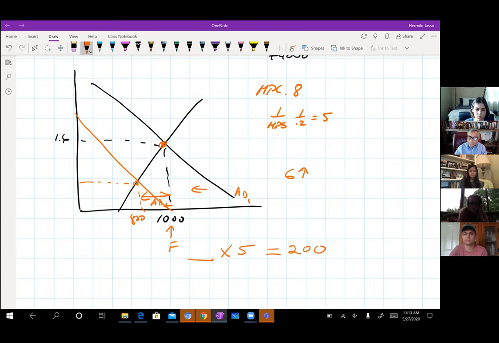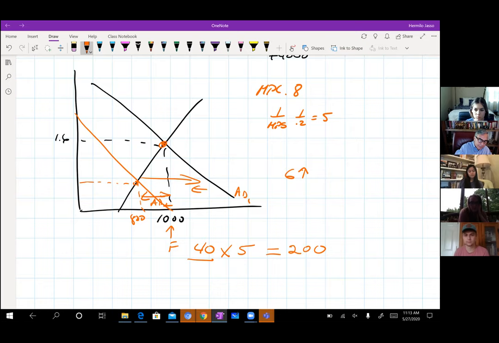Increase 2,000. Remember, simple economics and simple algebra: 200 divided by 5 equals what, 40? So if the government spends $40, 40 times 5 equals 200, we will be able to achieve this goal of moving the economy back to equilibrium. So look, this is the way it is, guys.